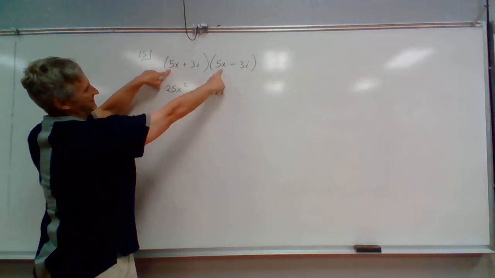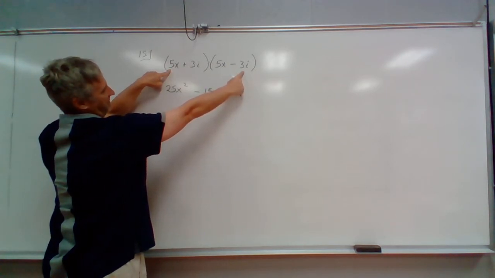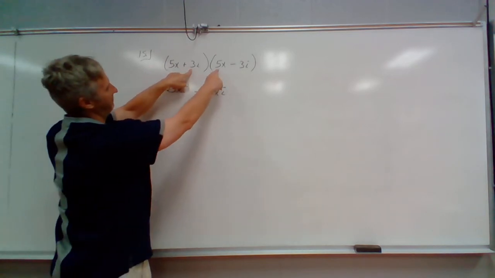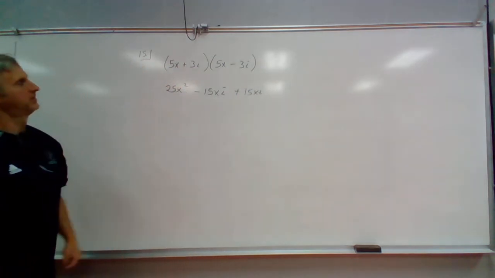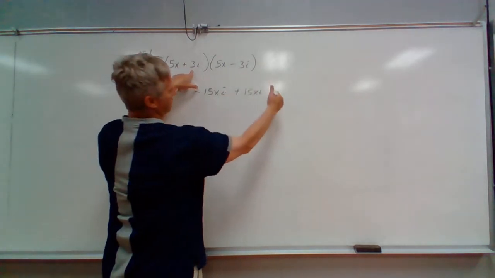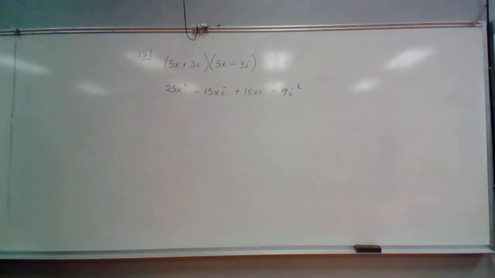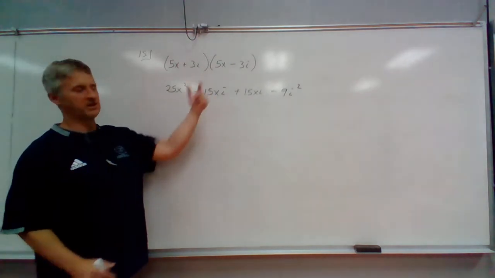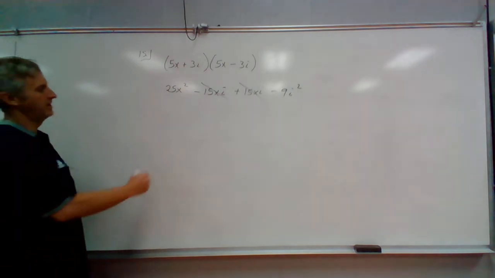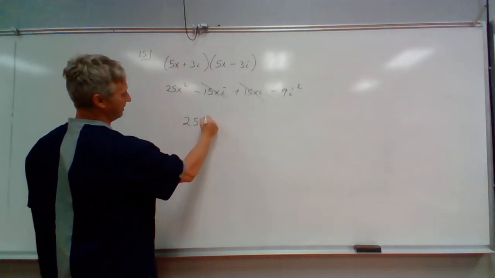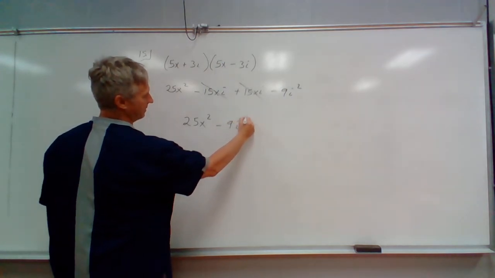Try again. So 5x times 5x is 25x squared. 5x times -3i is -15xi. All right, and then I have plus 15xi. And then I have minus 9i squared. All right, and just like always, when you multiply 2 conjugates together, those middle terms are going to cancel. And I'll be left with 25x squared minus 9i squared.